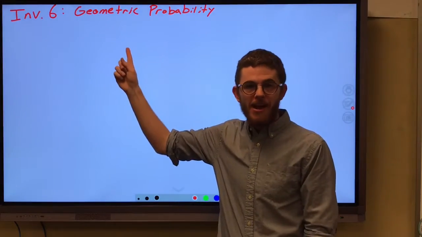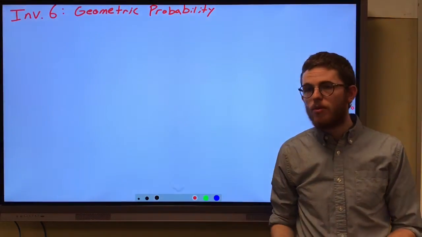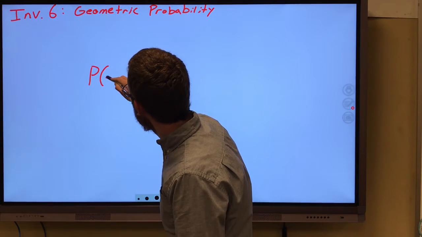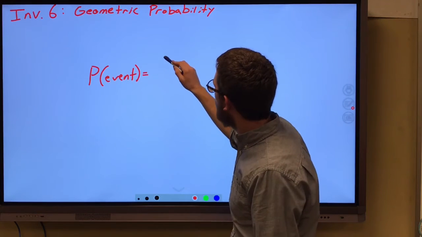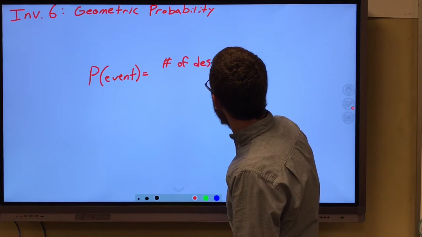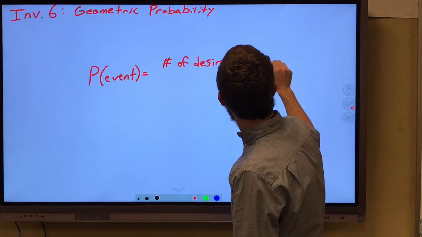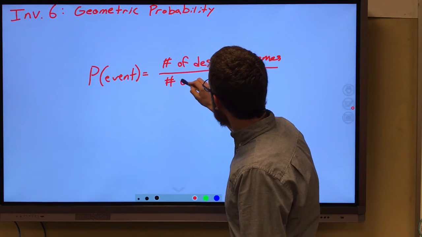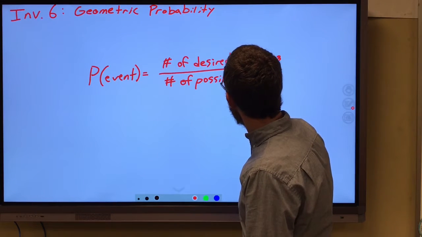We're looking at that today, geometric probability. But first, we need to remember what probability is. All right, so the probability of an event is defined by the number of desired outcomes over the number of possible outcomes.